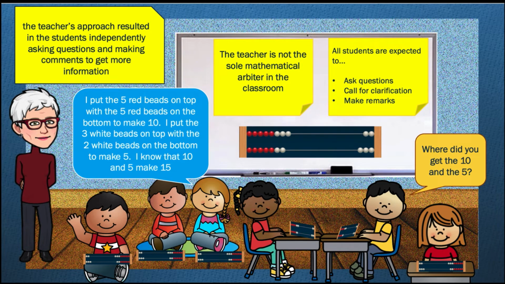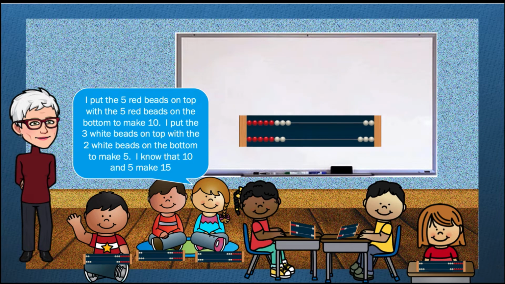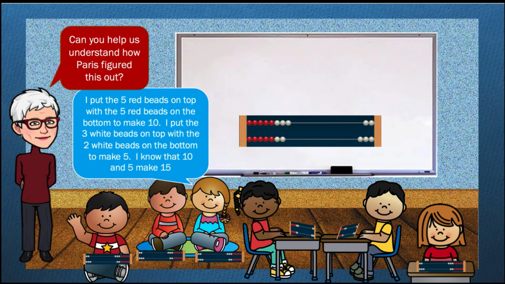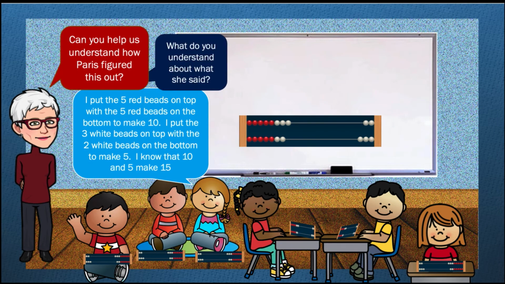Now that Paris explained how she got the 10 and the 5, the teacher wants to know if others in the class understood her reasoning, to find out what other students understood, and to encourage them to try to make sense of how Paris figured it out. The teacher might ask, "Can you help us understand how Paris figured this out?" Or, "What do you understand about what she said?" The teacher might ask these questions of the whole class, or she might specifically call on someone by name.